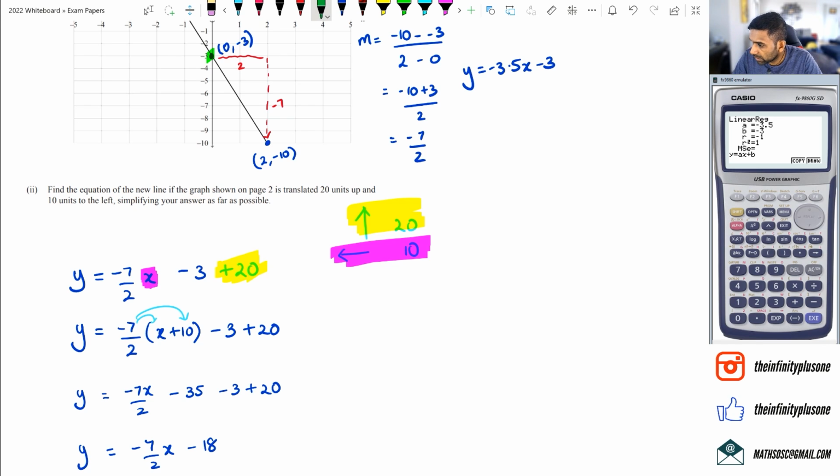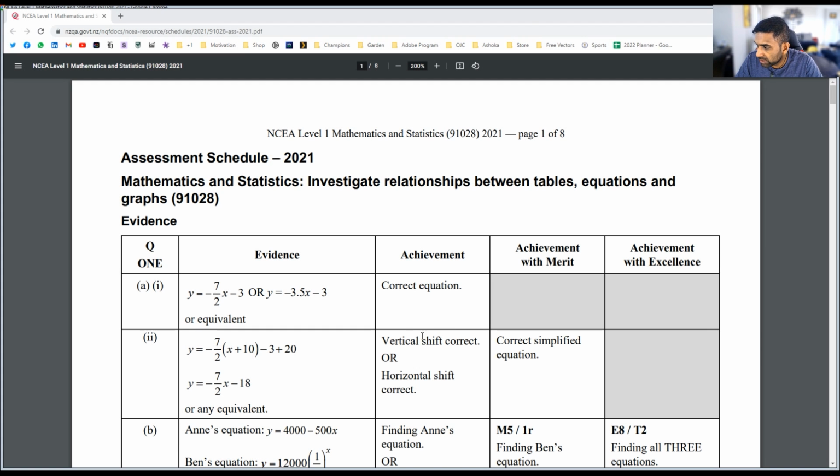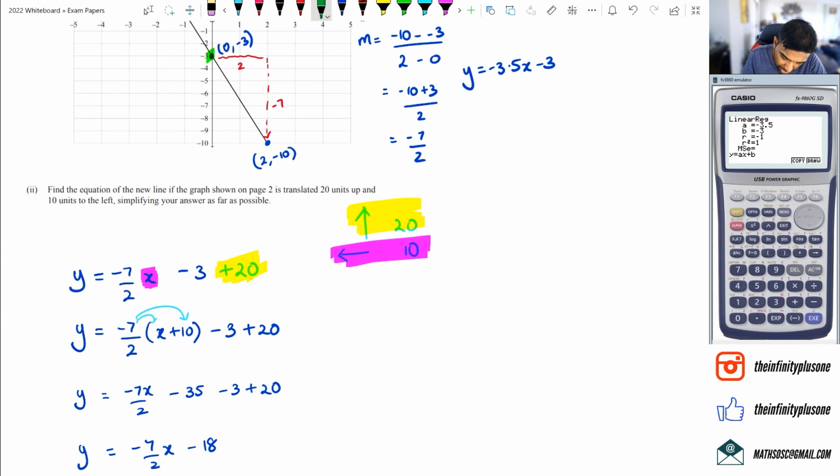So grades wise, if you have a look at this, if you get the vertical shift correct, you're going to get an achieved, or the horizontal shift correct is achieved. And if you simplify it, you are going to get a merit for this question. So a merit is right here, and achieved would be getting those parts right there.